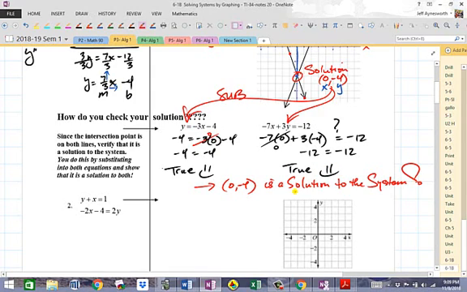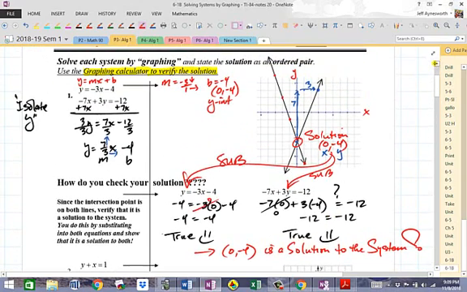Why? Because it satisfied both equations. Okay, I substituted them in, and I knew that they satisfied both because I ended up with true statements here versus something false, and therefore I know it's a solution to the system. The other way you can do it is by using the TI-84.